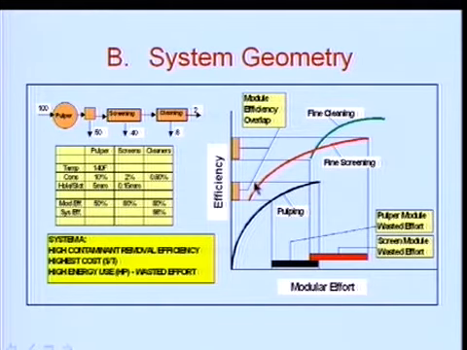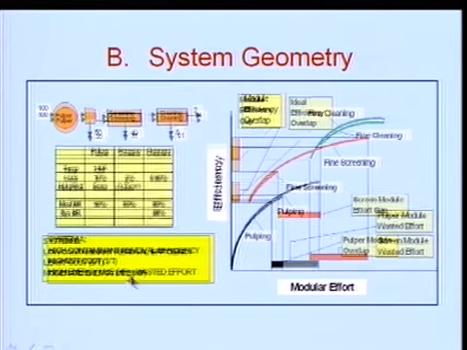And the efficiency gap: if this is the efficiency you need, you've gone to get this efficiency in a pulper, which is more than you need, and the same thing between screen and cleaner. But ultimately we get 98% efficiency, which is very, very good. So in this system, we've got high contaminant removal efficiency, high cost and high energy use. Let's look at the other way.